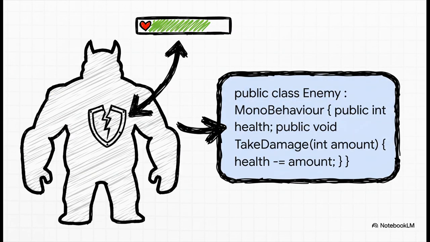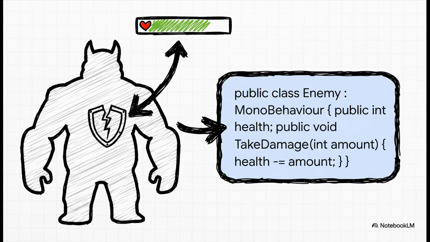Let's look at a real-world example. Here's our base enemy class. First, notice it inherits from MonoBehaviour, so Unity knows what it is. Inside we have public int health, pretty straightforward, and then a public method, TakeDamage, which takes an integer amount as an input. Inside that method, the line health -= amount is just a shorthand way of saying take the current health and subtract the damage amount from it.